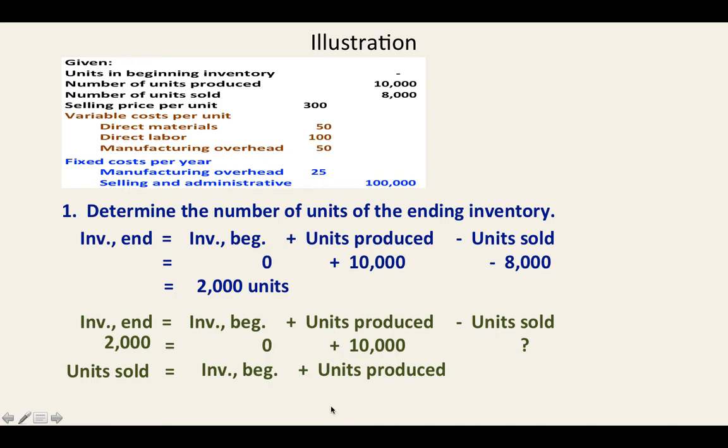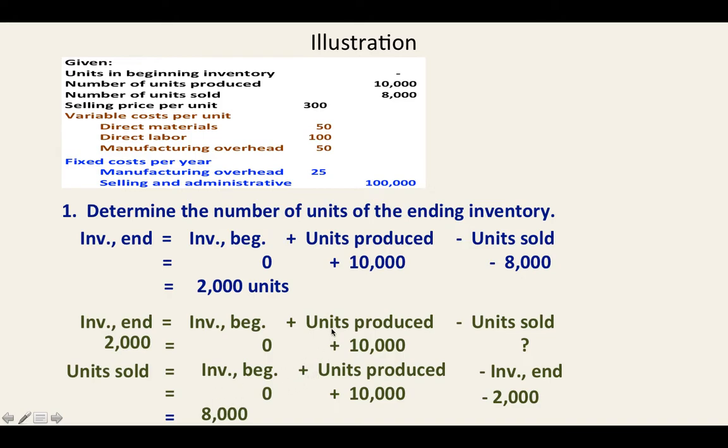The units produced will remain here. Okay. And now, we can transpose this on the other side dahil kailangan na ang kinuhanap natin is unit sold. So if we will transpose this, it will be minus inventory end. So putting the absolute amount, inventory beginning is 0, units produced is 10, and inventory end is 2,000. So ang units sold natin is 8,000.